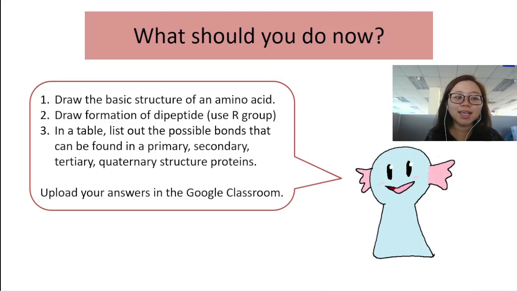And number 3, in a table, please list out the possible bonds that can be found in a primary, secondary, tertiary, and quaternary structure proteins. So, lukis satu table. Dalam table tu kamu tulis primary, apa bond yang ada? Peptide bond. Secondary, peptide bond, hydrogen bond. Tertiary, and quaternary. Begitu. And then upload your answers in the Google Classroom.